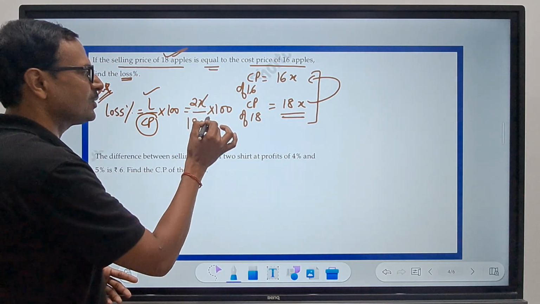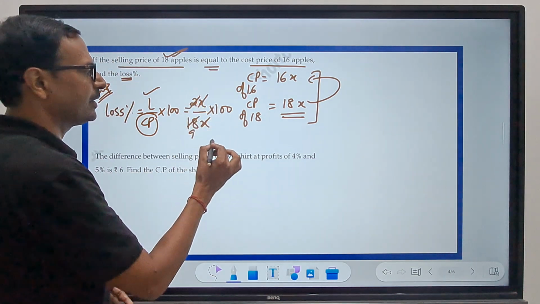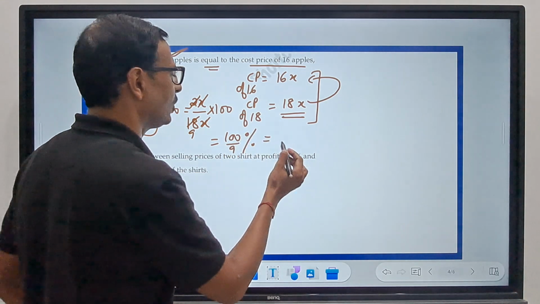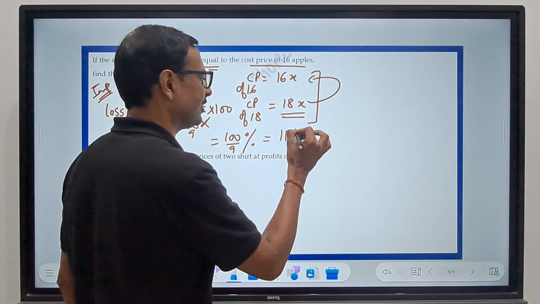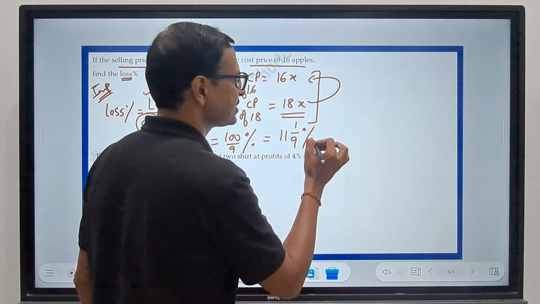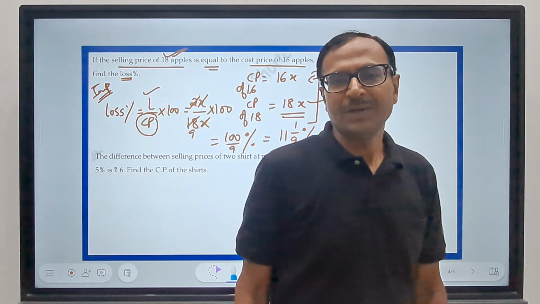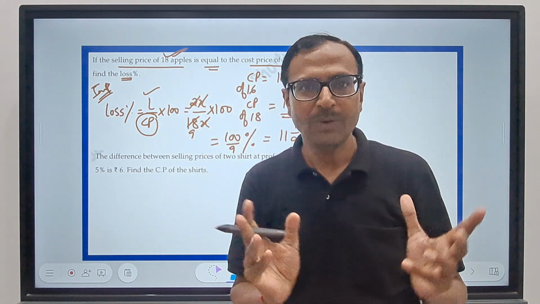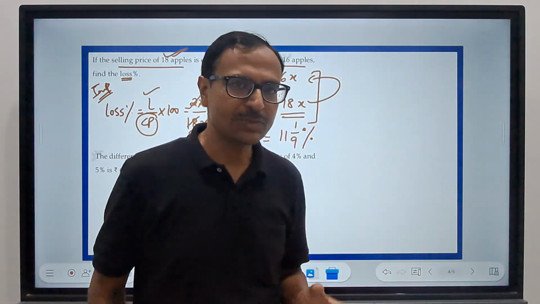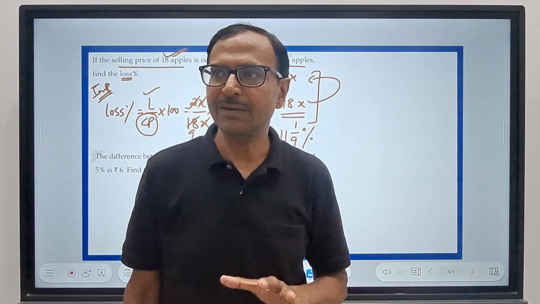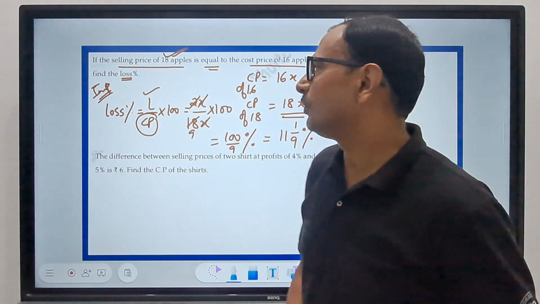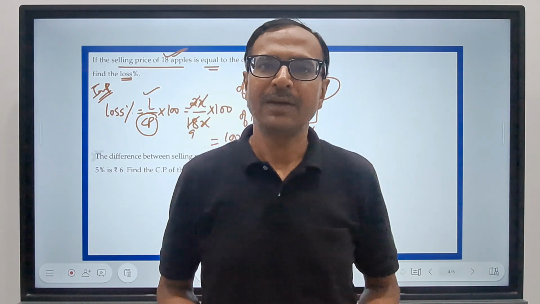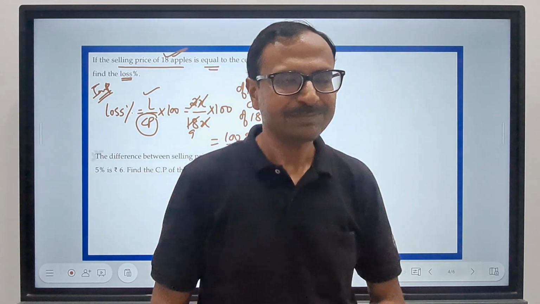So x cancels out, 2 cancels out, 100 upon 9% is the final answer, or you can write it as 11 1 by 9% loss. Most of the students who know the concept will do this mentally, orally, and if you don't know the concept, it's going to create a little panic, because you will be assuming all sorts of things, trying all sorts of formulas, and trying to get to the final answer.